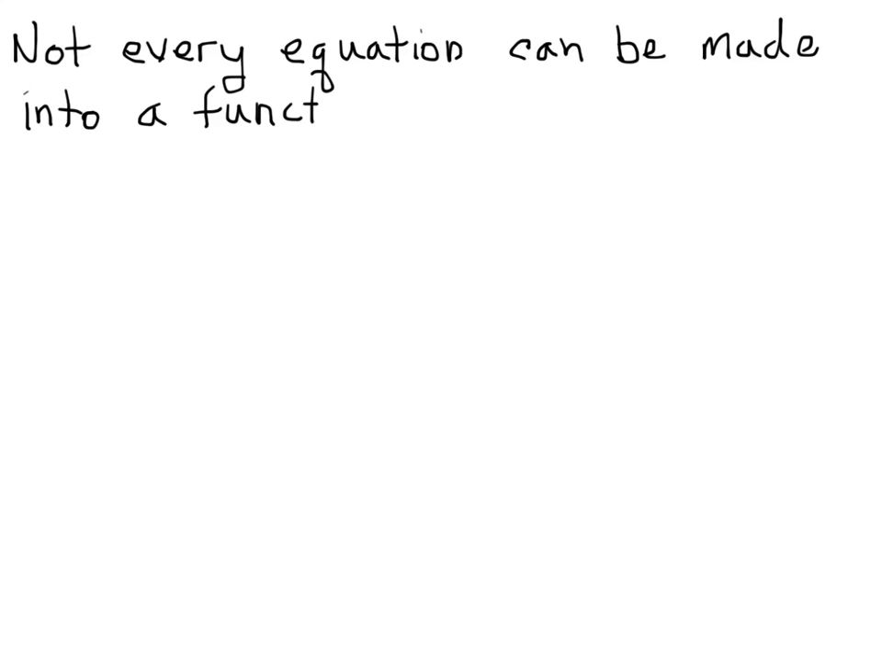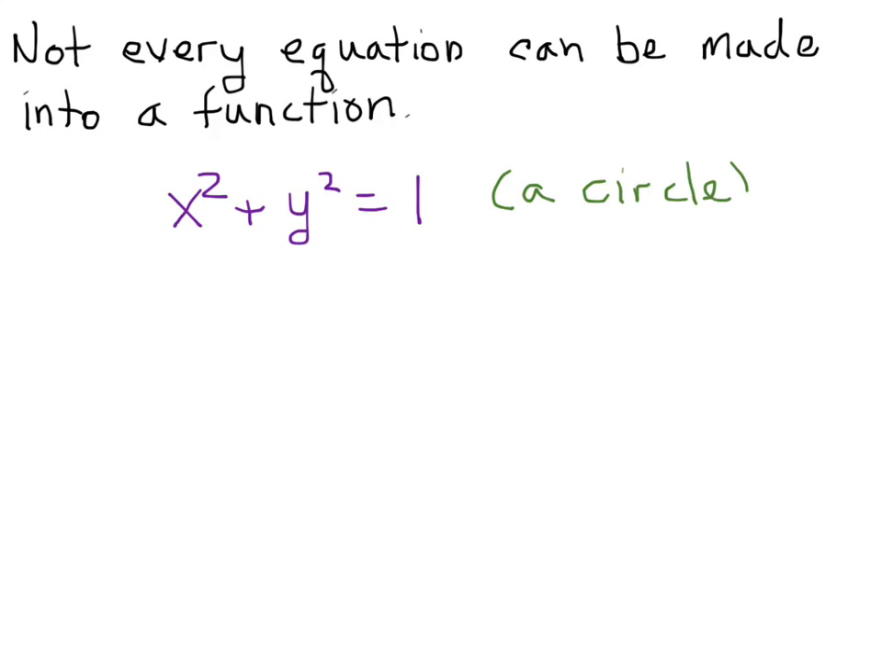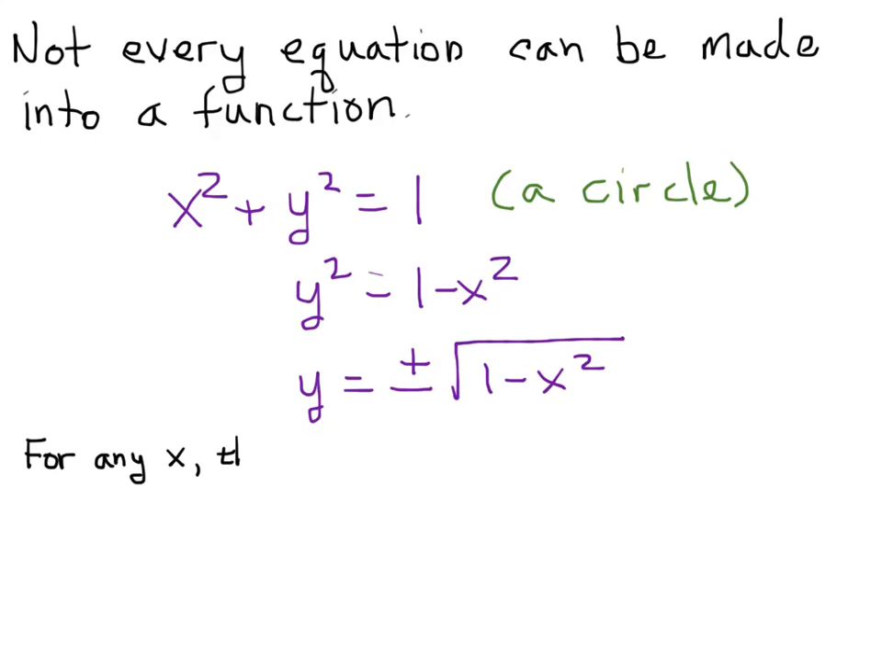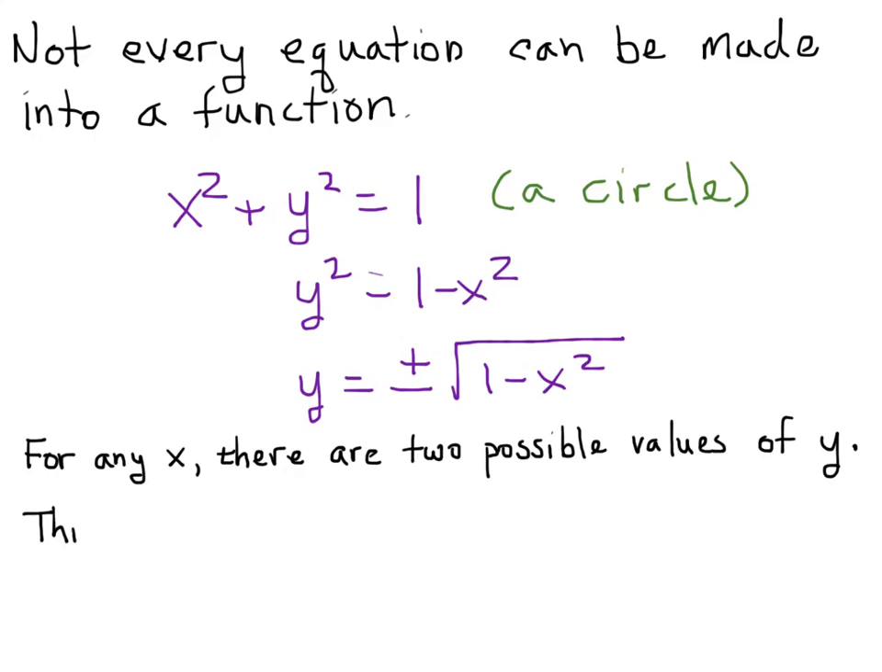So let's look at the next one, which is an example of, I think, what you're asking. Not every equation can be made into a function. Okay, so let's look at this one. This is a circle. Okay, we already know from that example before that the circle fails to be a function and that the circle fails to be a one-to-one function. Okay, so this x squared plus y squared equals 1 is just a generic equation of a circle.